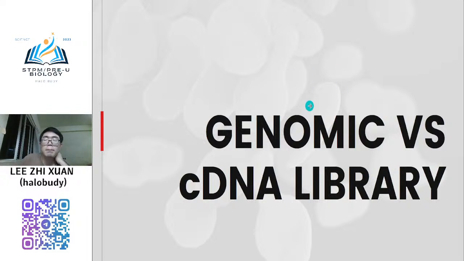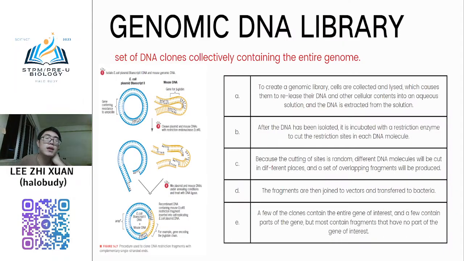Okay, the last topic is about genomic and cDNA library. So this one is about how we create a DNA library. Normally the genomic DNA library is one type of library. We want to make a gene bank, a genomic library, like a library. Imagine a library. What is a library? When you enter a library, what do you see? Many books, right? Many books on the shelves. You can see many books on the bookshelf, right?